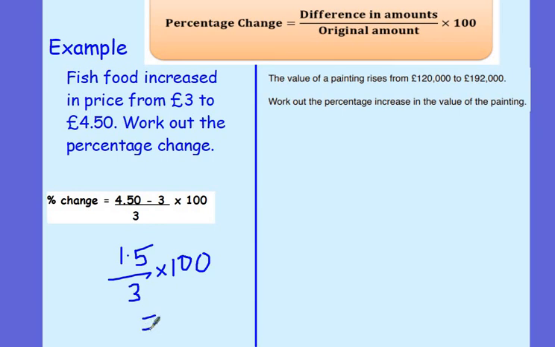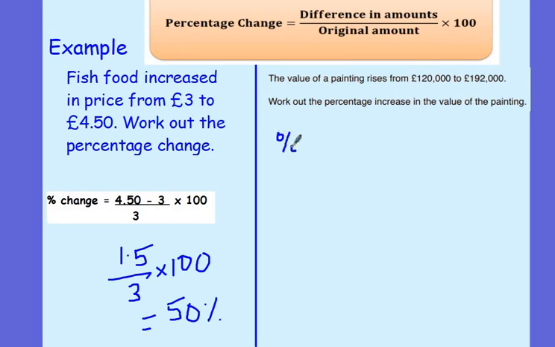I then take out my calculator. 1.5 divided by 3 times 100 is 50%. My percentage change is 50%. Here I've been given some slightly trickier numbers, but the formula still applies. The value of a painting rises from £120,000 to £192,000. Work out the percentage increase.